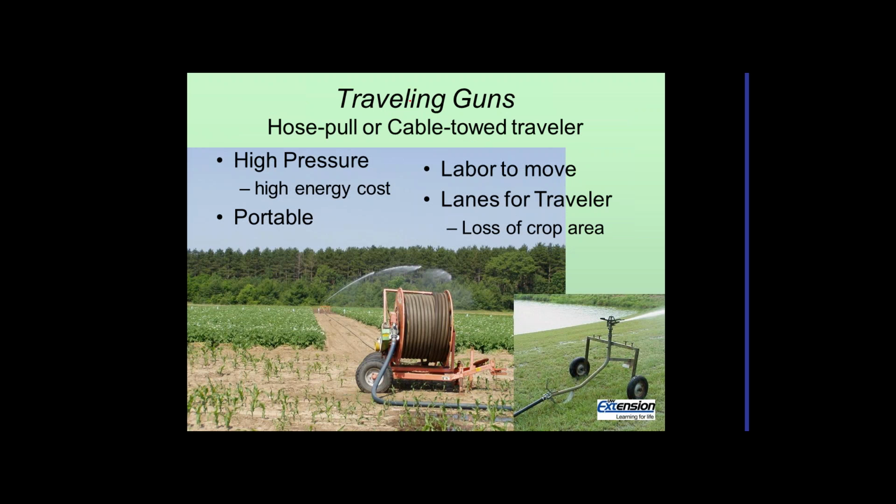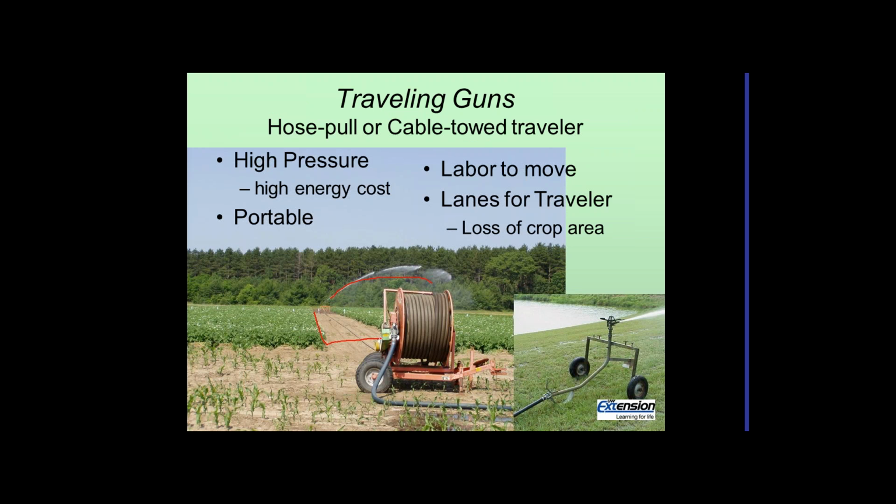The next type of system is a traveling gun. These are kind of nice because they can be moved around to wherever you need them, as long as you can get a water supply to them. The disadvantage is higher energy costs because they require higher pressure to operate. Basically, the pressure is used to throw this water out some distance. They are portable. It does require labor to move, but we do have to have lanes.